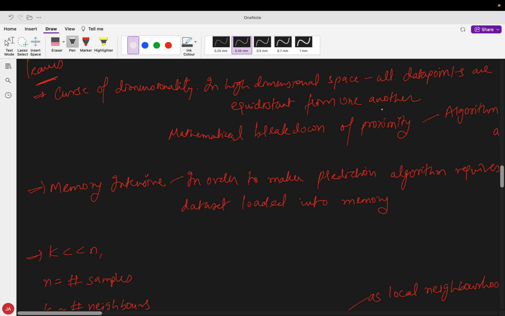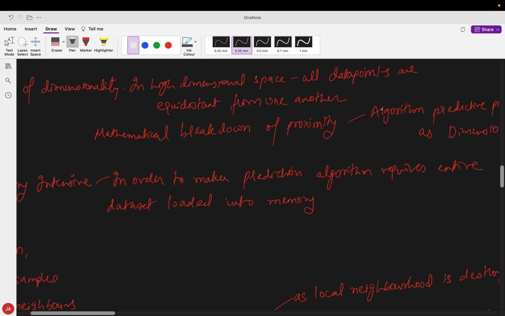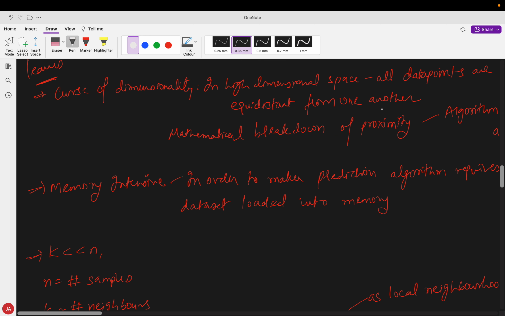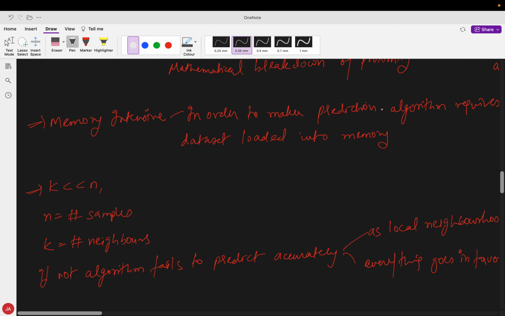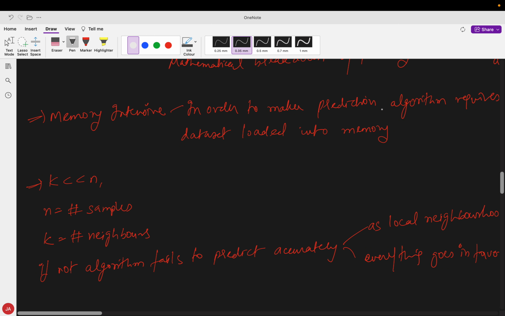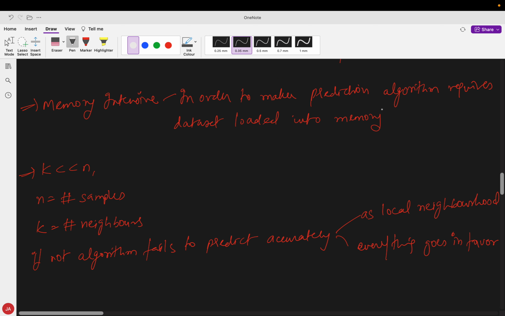In order to make predictions, the algorithm requires the entire dataset loaded in memory. At the prediction time, the model needs the entire dataset loaded into memory.